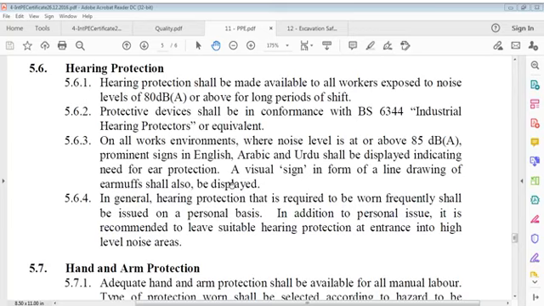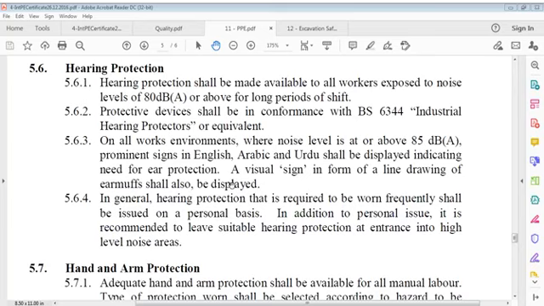In all work environments where the noise level is at or above 85 dB, prominent signs in English or other languages shall be displayed indicating the need for ear protection. A visual sign in the form of a line drawing of ear muffs shall also be displayed.